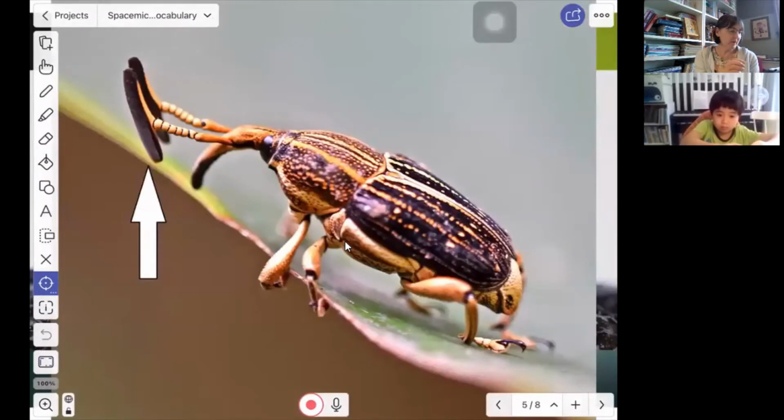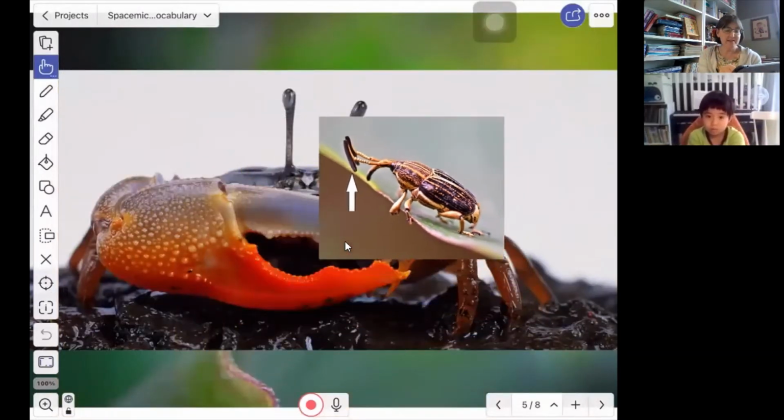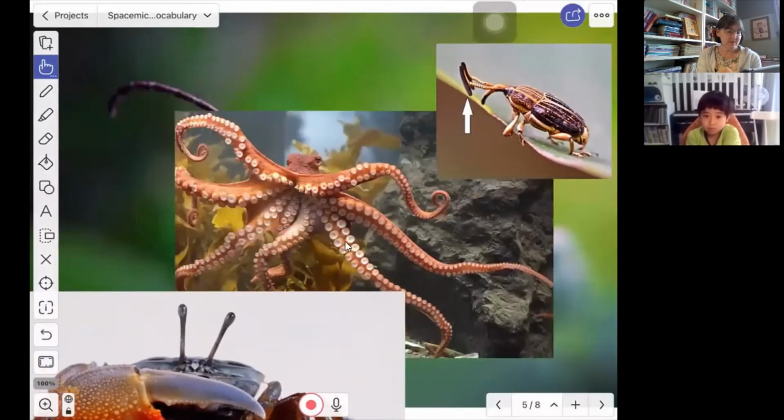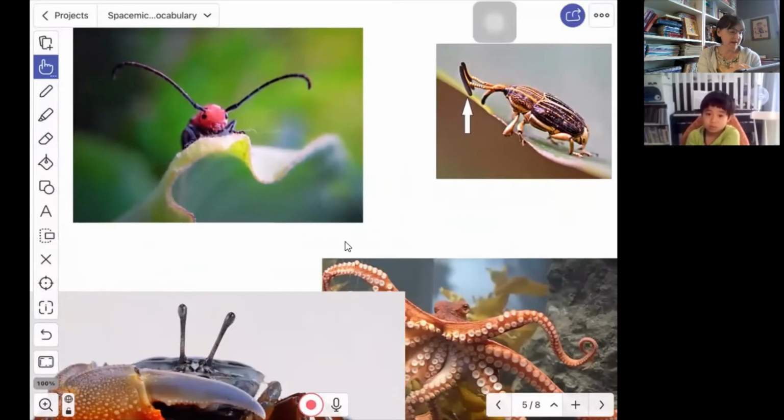Okay, now we're going to look at antenna. So antenna, the arrow is pointing at the antenna. So that's the antenna of that bug. Where's my other antenna? This one right here has very long antenna.